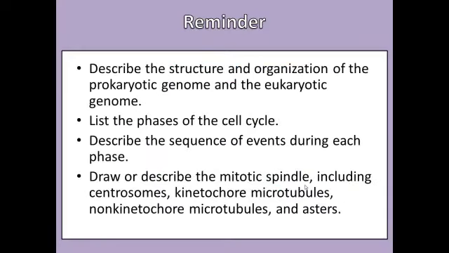Well, that's it for this chapter. Let's go over the learning objectives for this chapter again. Describe the structure and organization of the prokaryotic genome and eukaryotic genome. List the phases of the cell cycle. Describe the sequence of events during each phase. Draw or describe the mitotic spindle, including centrosomes, kinetochore microtubules, non-kinetochore microtubules, and asters.